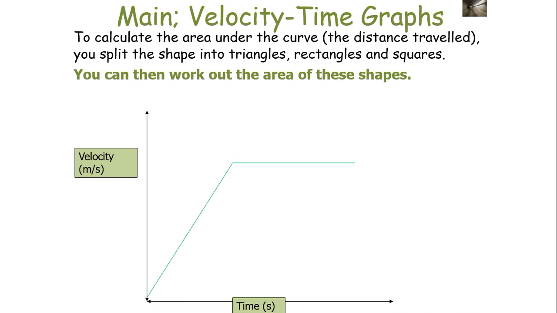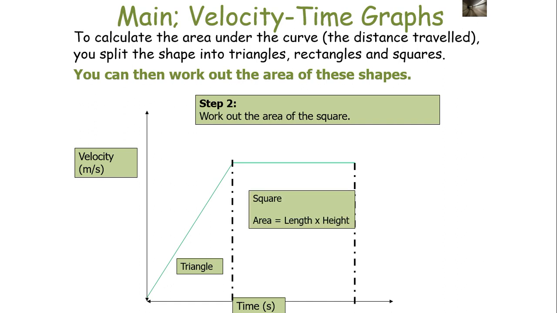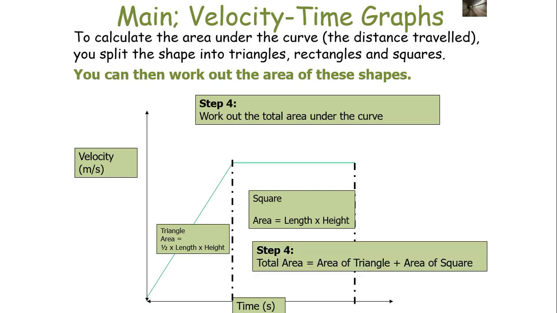To calculate the area under the curve, the distance travelled, what you tend to do in a question is split up the shape under the curve into triangles, rectangles and squares, and then work out the area of these shapes and add them all together to work out your total area. For example, in this particular situation, you would split the shape up into squares and triangles. You'd work out the area of your square, which you know from mathematics is length times height. You'd work out the area of your triangle, which is a half length times height. And therefore, the total area under the curve is the area of your triangle plus the area of your square.